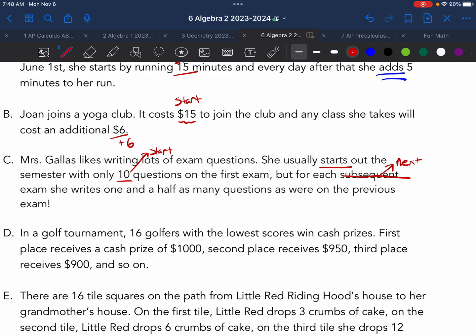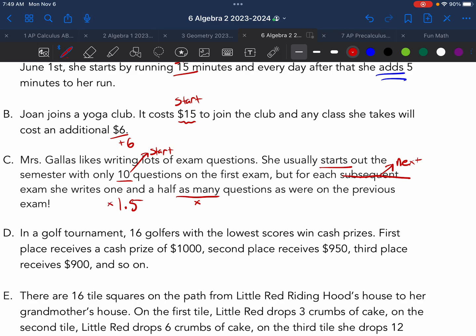So you don't add 1.5 and add 1.5. You can't add half a question. I don't think you can, but maybe you can. She writes 1.5 as many questions. When you see the word as many, that usually means multiply. So as many is multiplying in this case. And this is 1.5, so 1.5 is being multiplied by 1.5 over and over.